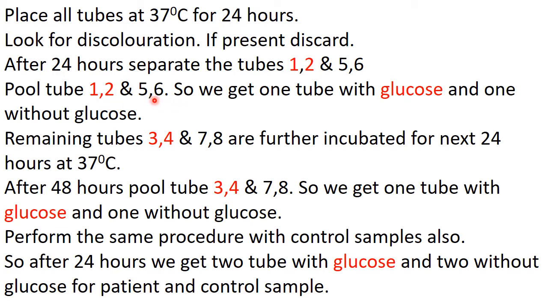and 5 and 6. The remaining 8 tubes, that is 4 of the patient and 4 of the control, are kept back for a further 24 hours incubation at 37 degrees centigrade. That is, we will take them out after 48 hours. So pooling is done with the glucose and without the glucose, similarly for the patient as well as the control samples.